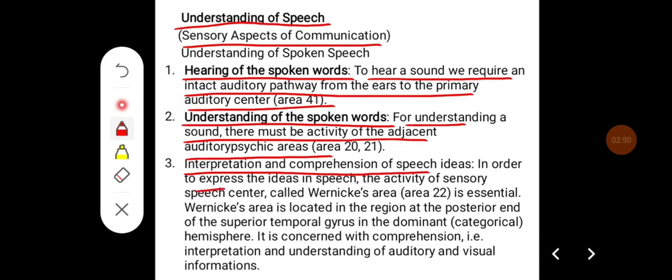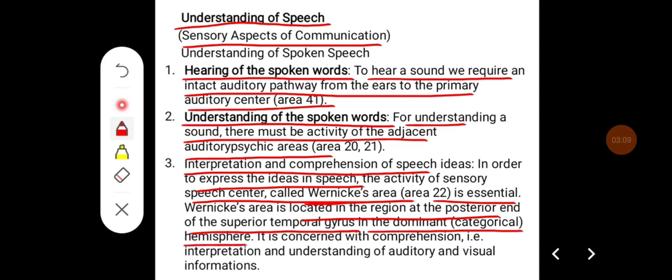In order to express the idea in speech, the activity of the sensory speech center, which is called Wernicke's area, area number 22, is very essential. Wernicke's area is located in the region at the posterior end of the superior temporal gyrus in the dominant hemisphere, that is the categorical hemisphere. It is concerned with the comprehension, that is the interpretation and understanding of auditory and visual information.